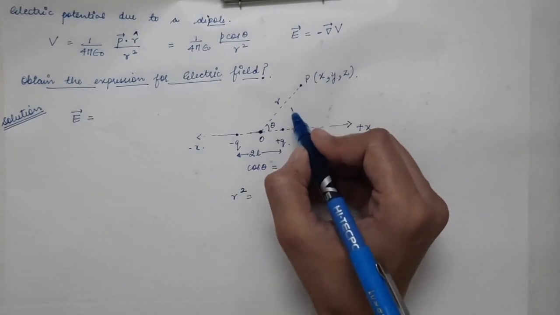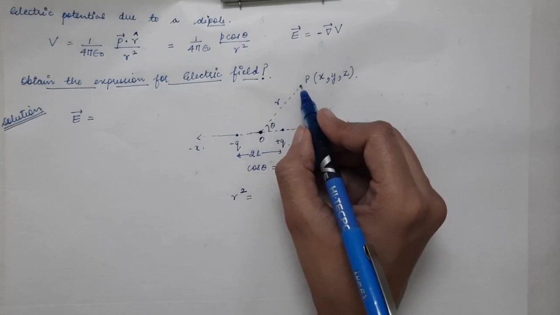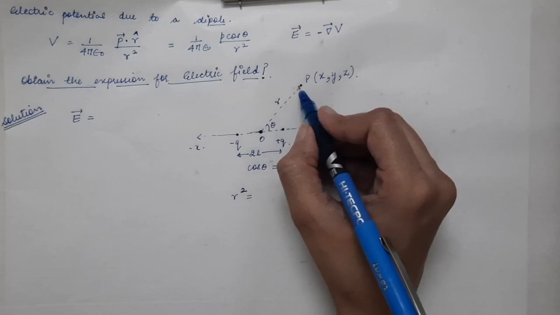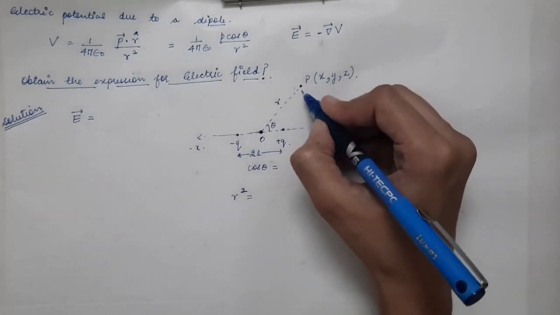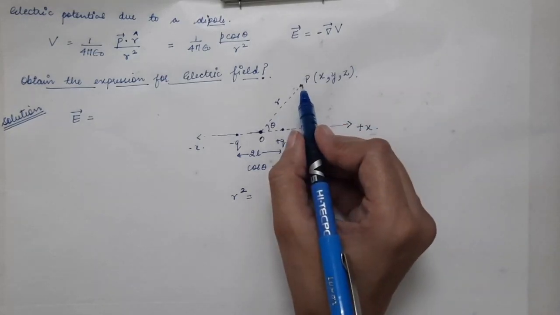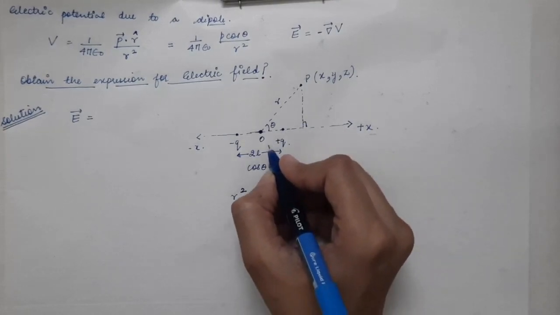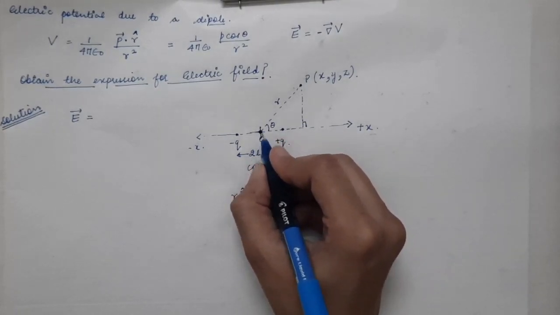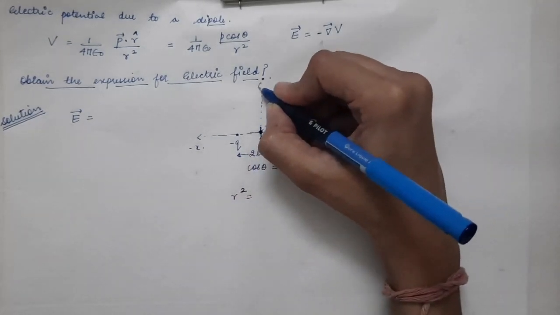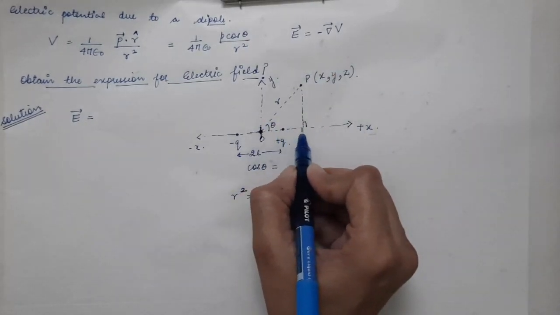First of all, we will make the projection of this OP length on the x-axis. That is, we will draw a normal on the x-axis. So now we have drawn a normal from point P on the x-axis. What will be this length from the center of the coordinate system? This is the center of the coordinate system, this is the y-axis, and this is the plus x-axis.